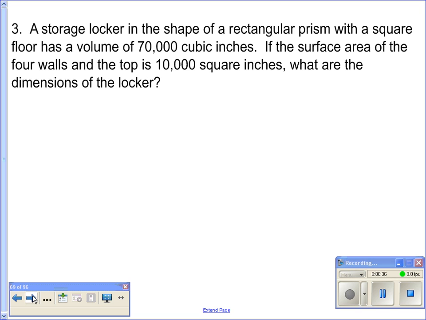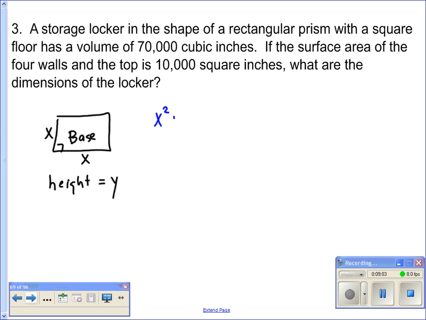Since it has a square base, this is the base. Then that's x, then that's x, okay? And then the height we could say is equal to y. All right, if that's the case, then one of the equations we can set up here is that the volume is going to be length times width times height. So in that case, it's x squared times y is equal to 70,000.